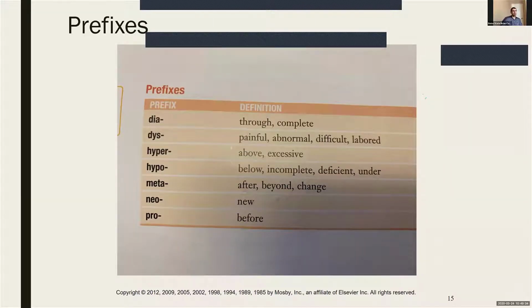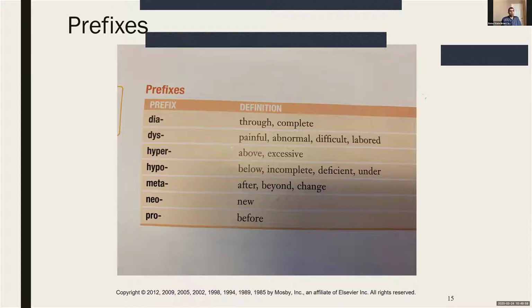Some prefixes that are commonly used to describe our body: dia, dis, hyper, hypo, meta, neo, pro. There's really not an easy way to figure out what each of these words mean other than common usage of it and to some extent memorizing them.